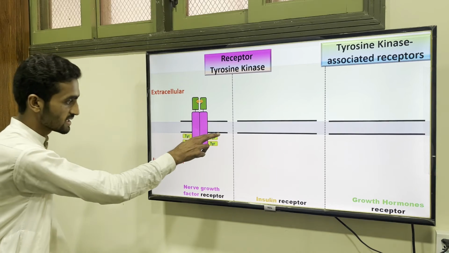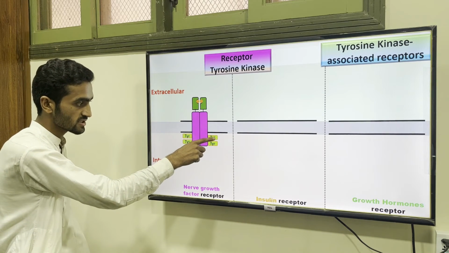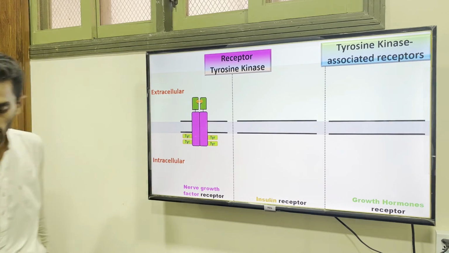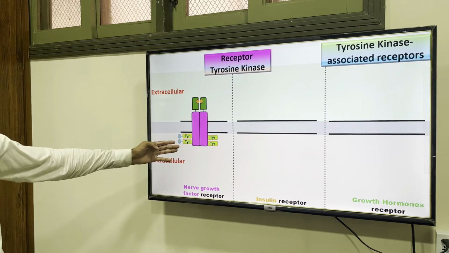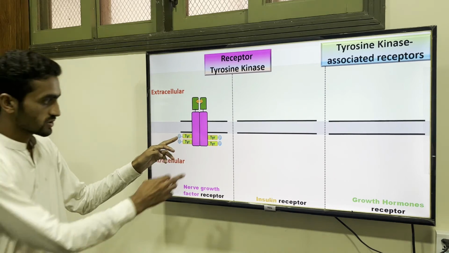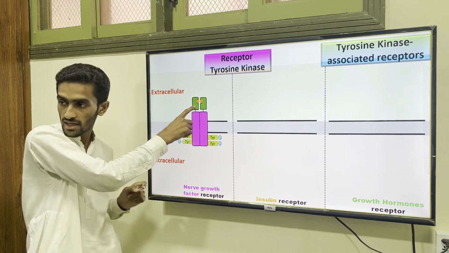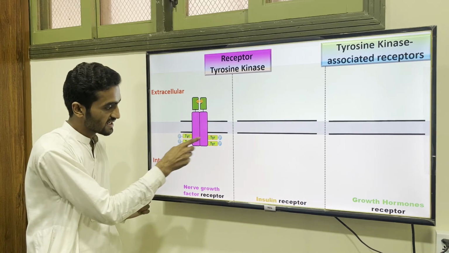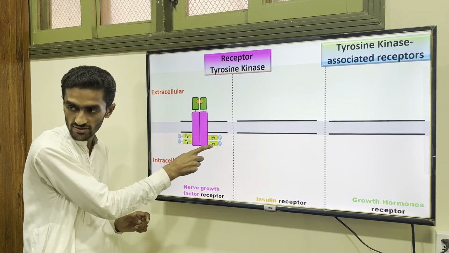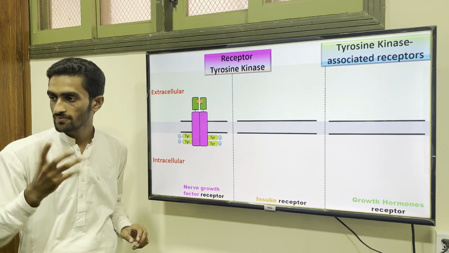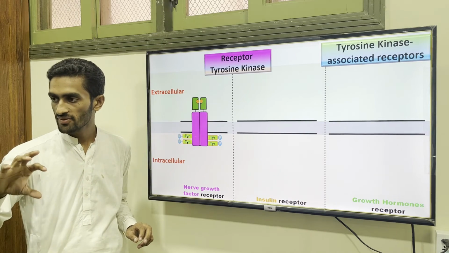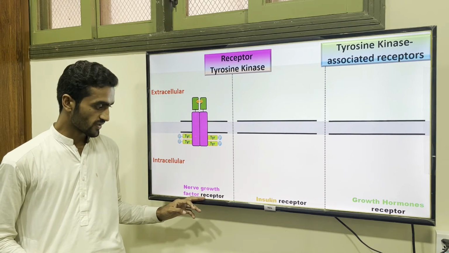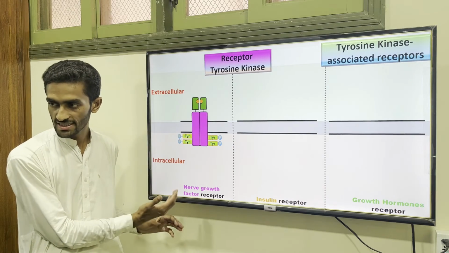When they dimerize, there is cross phosphorylation: this tyrosine phosphorylates this one, and this one phosphorylates this one. Cross phosphorylation means this is actually phosphorylating this. When the hormone attaches, the first step is dimerization. So all the tyrosine kinases will be activated and their phosphorylation will occur. An example is the nerve growth factor receptor. They utilize this pathway.